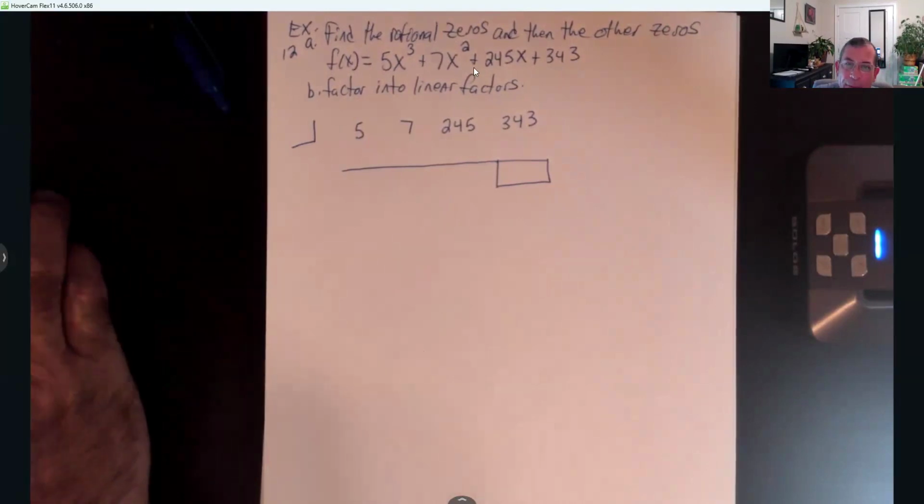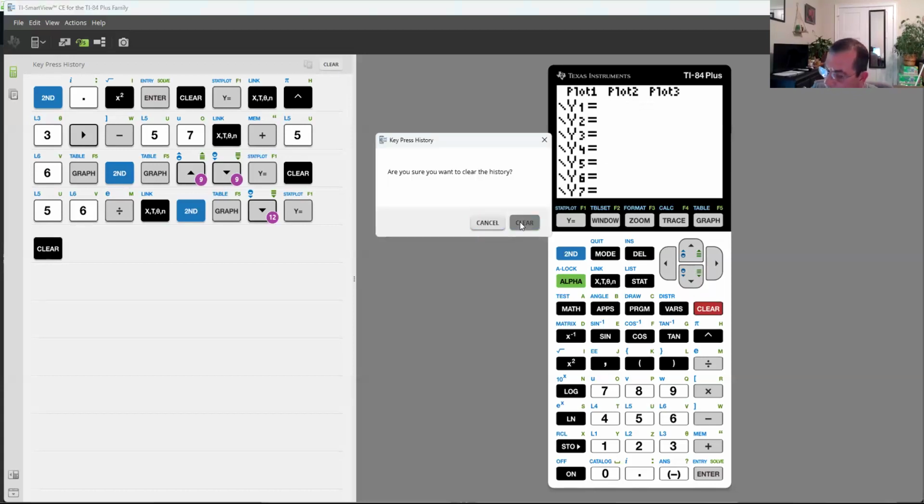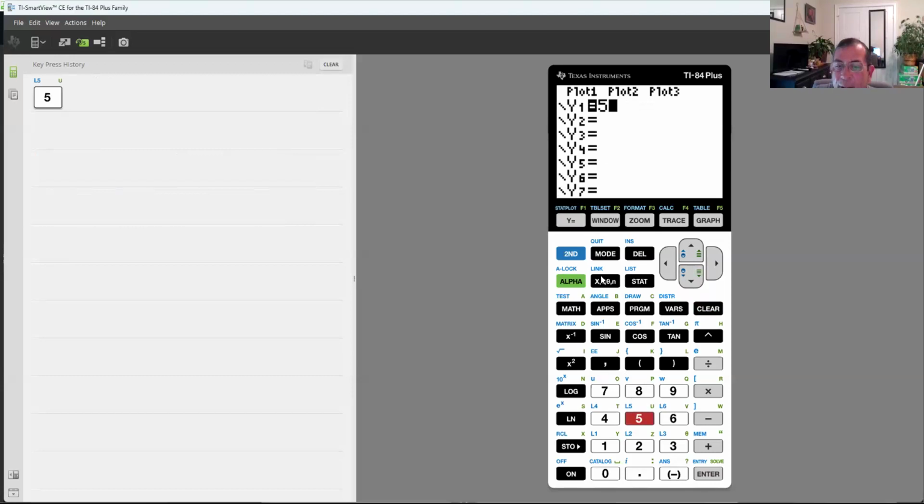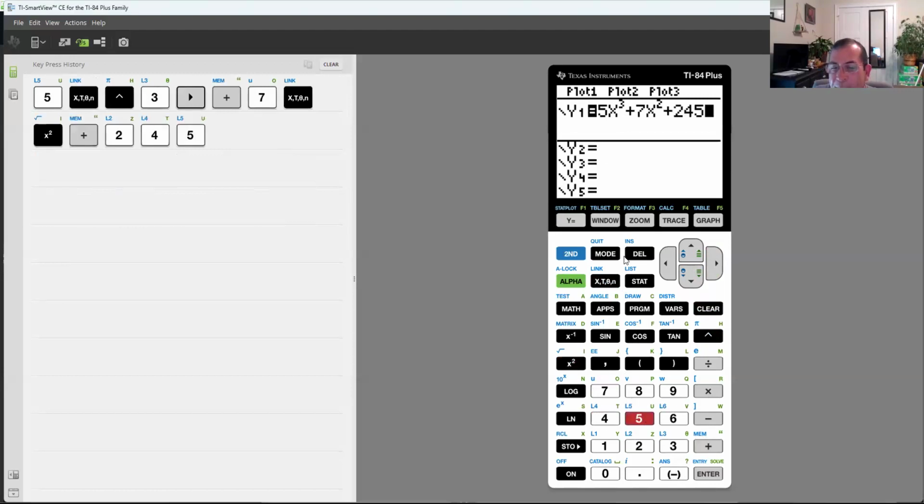Now, watch what happens on this one though. So let me show y'all on this one. All right, so let me put that in. I had 5x exponent 3, arrow down, plus 7x squared plus 245x plus 343. So y'all, we're just going to graph it and see if this thing crosses that x-axis, okay?